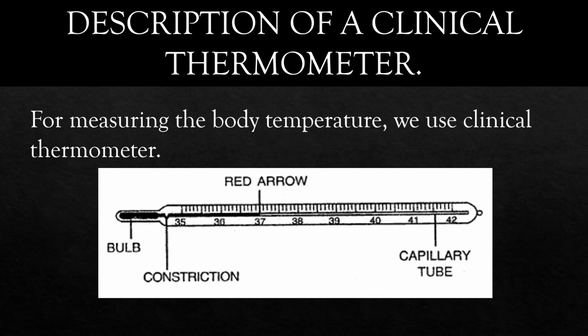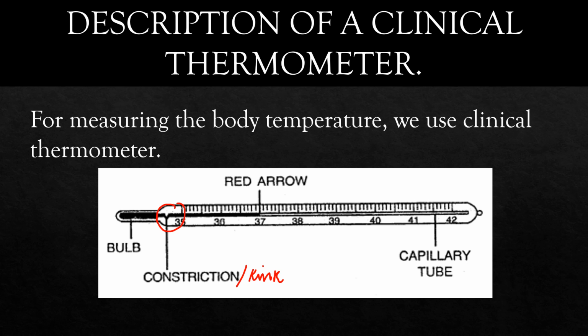There is a special feature called a kink or constriction in the clinical thermometer. It is a slight bend which prevents the mercury from falling back all by itself, so that we can check the accurate measurement of temperature even after removing the thermometer from the mouth.